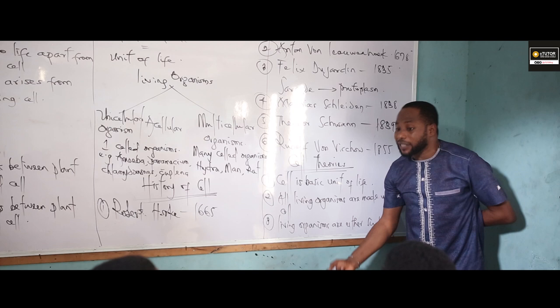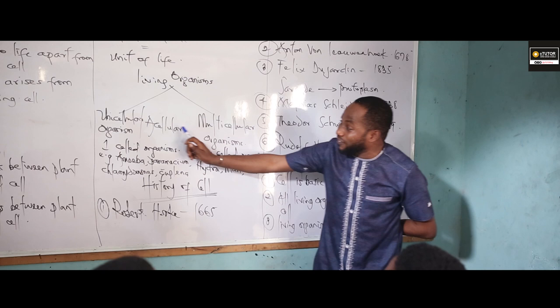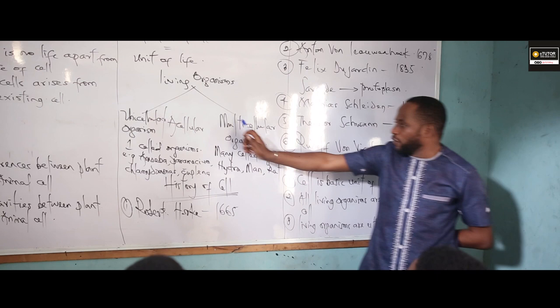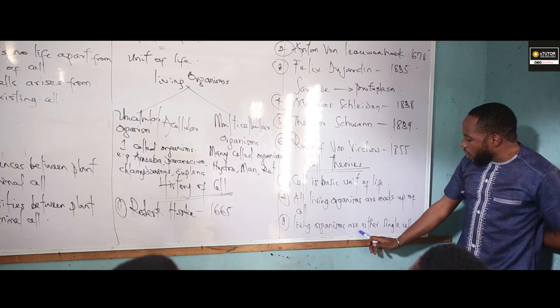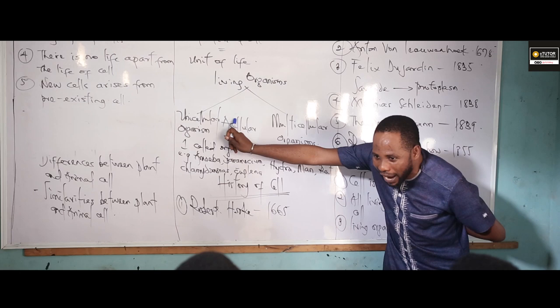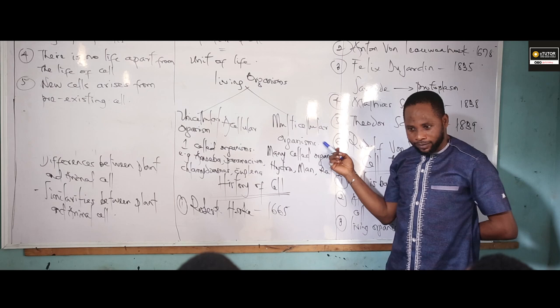Living organisms are divided into two. The living organism is having only one cell, unicellular or acellular, or is having many cells, two or more. Are you getting me now? Then number three, living organisms are either single cell, unicellular or acellular, or group of cells. That is multicellular. Did you understand that?